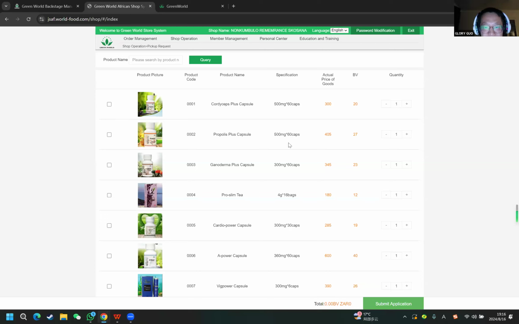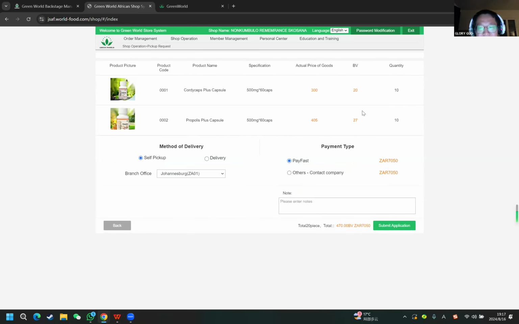For instance, as a shop owner now, I want to buy 10 cordyceps, and then I want to buy 10 spirulina. You can see the total here appears, it's equivalent to 470 BV. And in rand, in South African currency, it is 7,050. I confirm the order and submit this application.